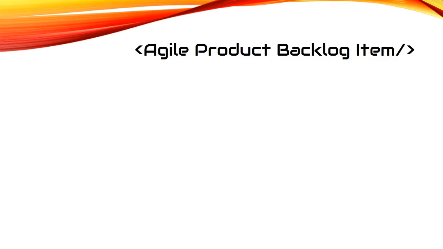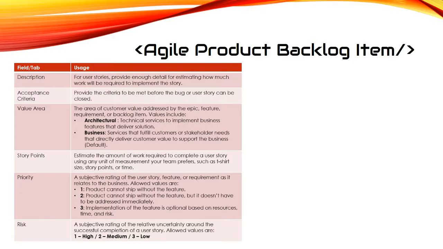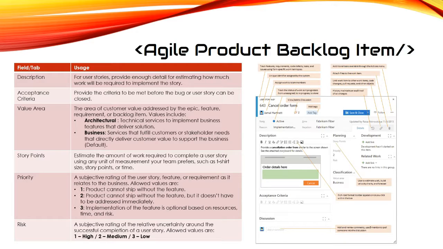Agile product backlog item. Well, as you can tell, the Agile product backlog item is a lot busier than the Scrum one. So let's try to review a few things. So for the description, for user stories, provide enough detail for estimating how much work will be required to implement the story. For acceptance criteria, provide the criteria to be met before the bug or user story can be closed.